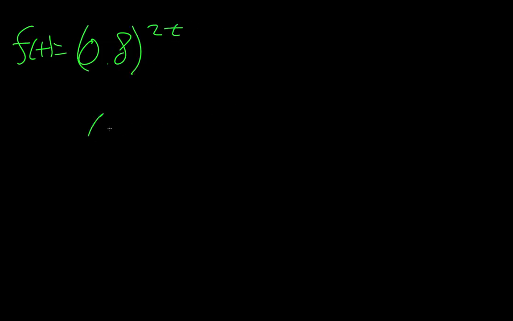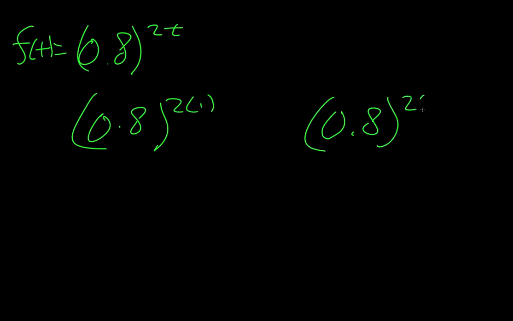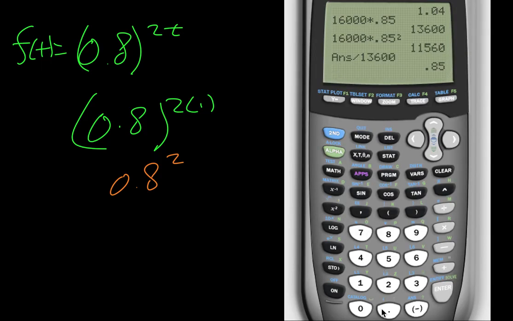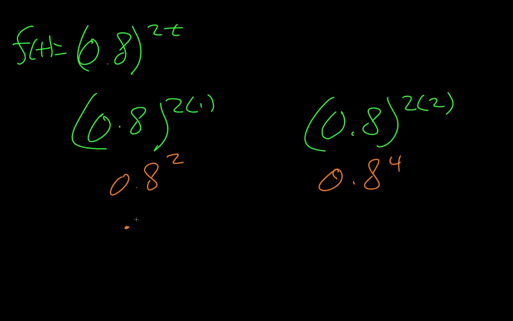I'm still going to plug in a 1, and I'm still going to plug in a 2. Doing a little simplification, we get 0.8 squared and 0.8 to the 4th. So we go to our calculator, 0.8 squared, 0.8 to the 4th. We get 0.64 for this one, and the other one was 0.4096.